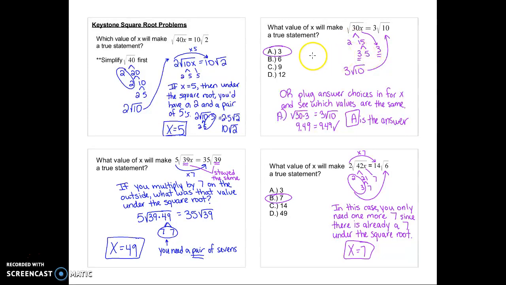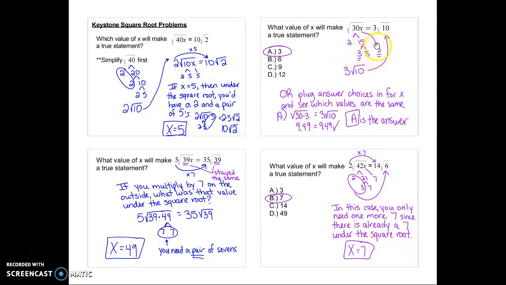Now in this case, answer choice A is the correct answer. It's 3. 3 is a prime number, so if I put that in for x, I don't have to break it down at all. That is my prime number, which would pair up with the other 3 that I already had. When I pair that up, that allows those to come to the outside.